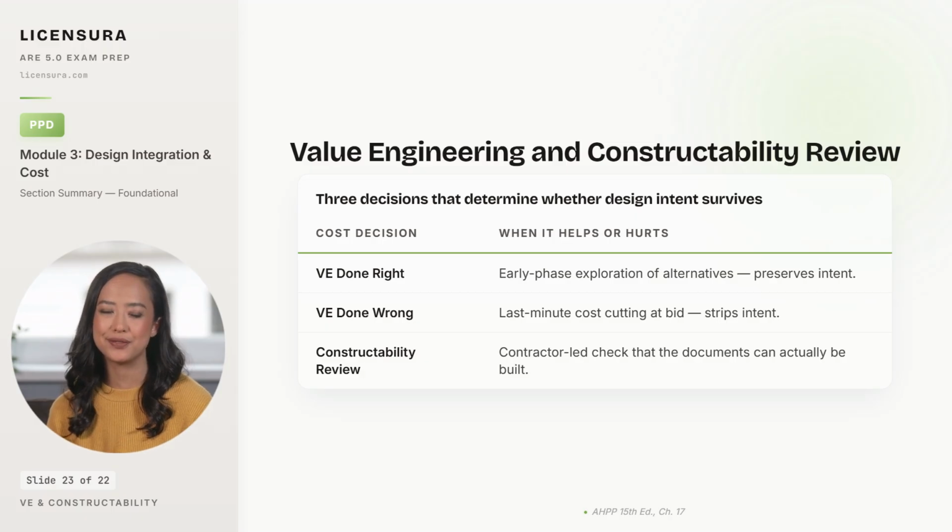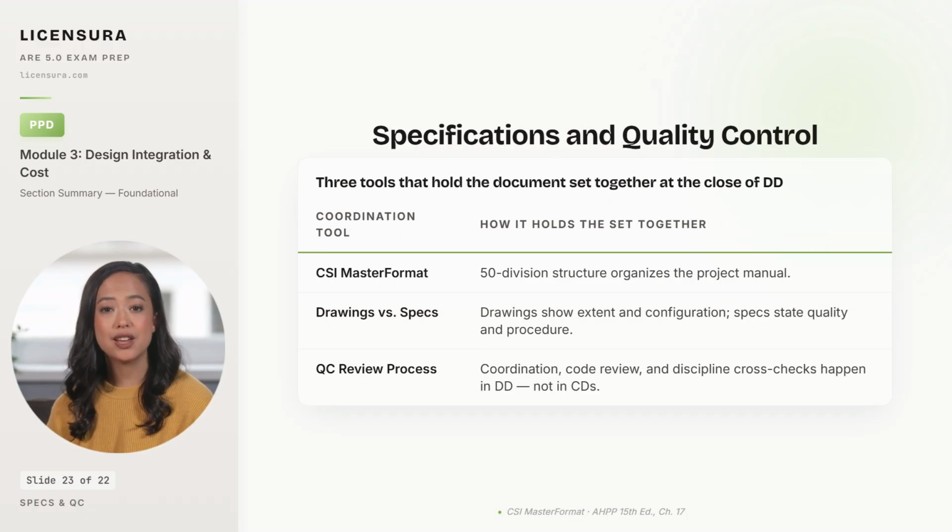Specifications and quality control review close the foundational arc, the documents and reviews that hold the integrated design together. 3 tools hold the documents together at the close of the foundational arc. The CSI MasterFormat is the 50-division structure that organizes the project manual. Division 3 is concrete, Division 9 is finishes, Division 23 is HVAC, and the consistent structure means every contractor, every product representative, and every plan reviewer finds the requirements they need in the same place every project.